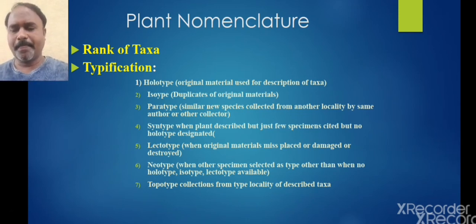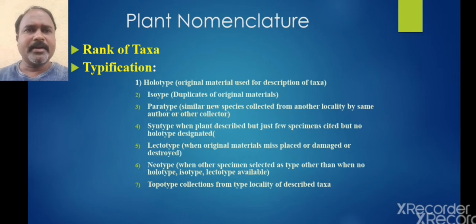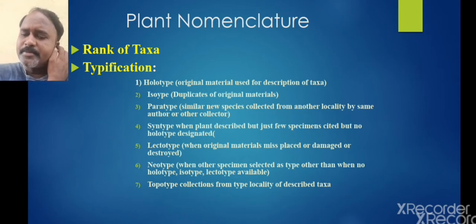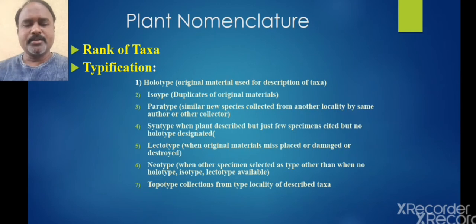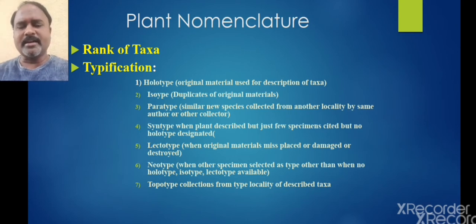Then neotype. A neotype is nothing but a specimen other than the original element selected to serve as a nomenclatural type as long as all material on which the name of the taxon is based is missing. Means there is no holotype, no lectotype, and no syntype available. In that condition, an author can designate a new gathering or some other herbarium sheet as a neotype, means a new type for the published name.